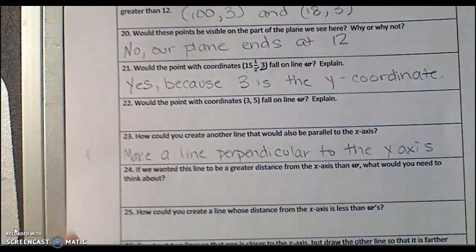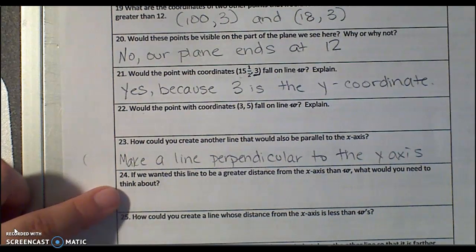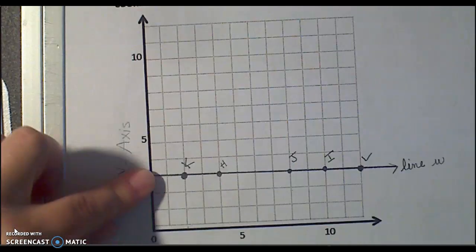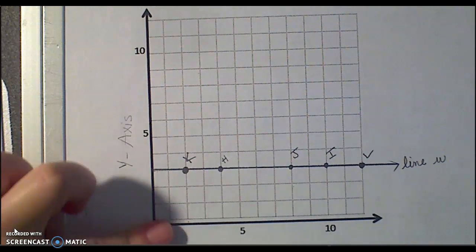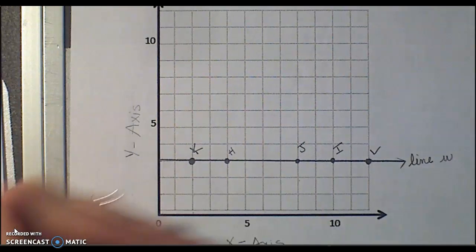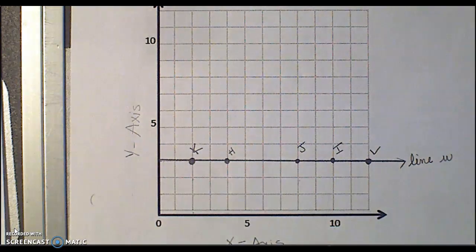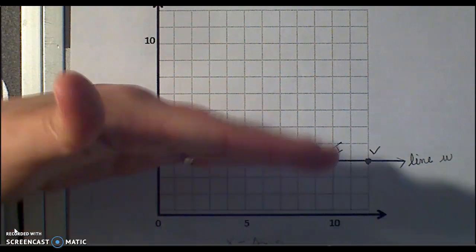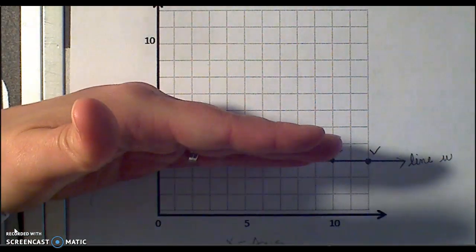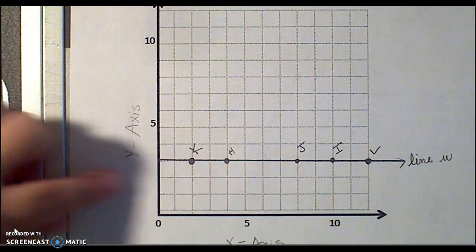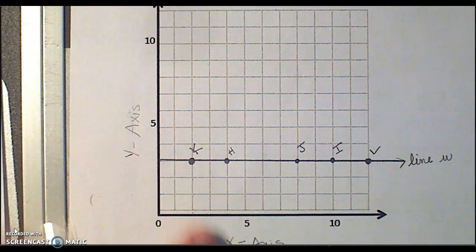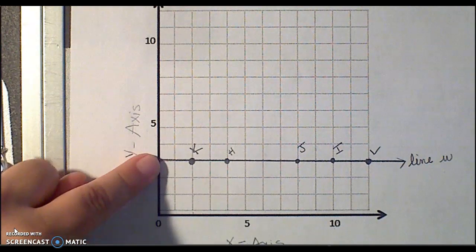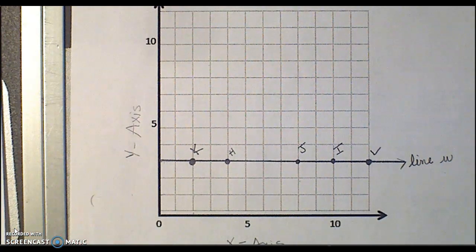So if we wanted this line to be a greater distance from the x-axis than W, what would you need to think about? If I wanted my next line to be further away from the x-axis, I would need to think about how high I need to go on the y-axis. It says, how could you create a line whose distance is less than W's? Well, if I want a distance less than this, I would need to make it smaller than 3. To make it further from x, it has to be greater than 3. To make it closer to x, it has to be less than 3.